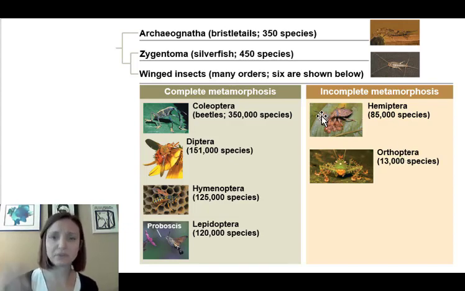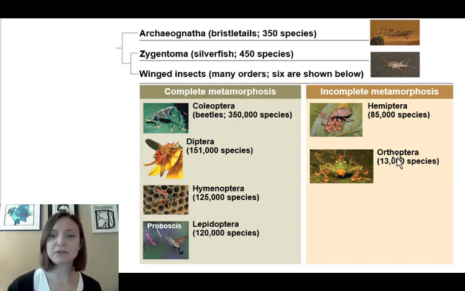So the Hemiptera, these are the quote-unquote true bugs, things like stink bugs, bed bugs. They tend to have 2 pairs of wings. One is going to be leathery, one is going to be membranous. And the leathery ones kind of cover over the membranous ones to protect them.